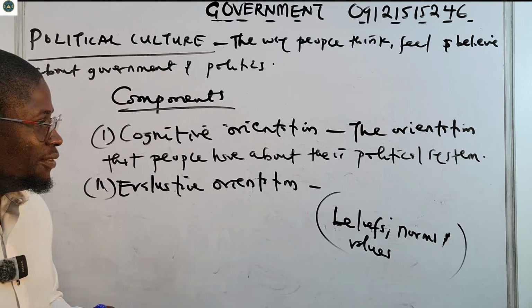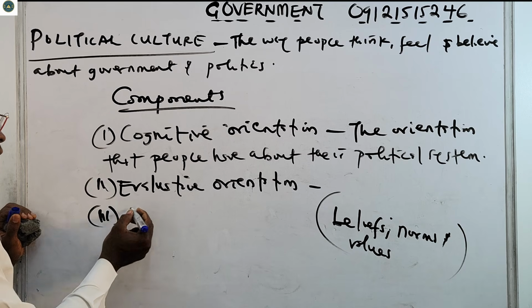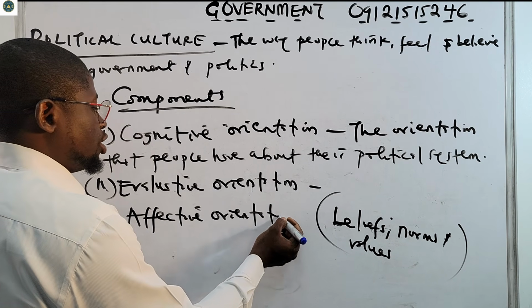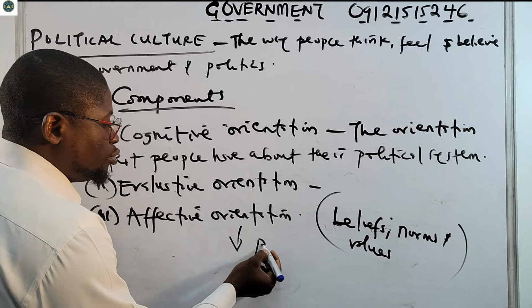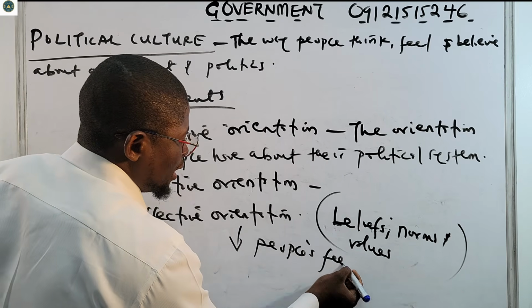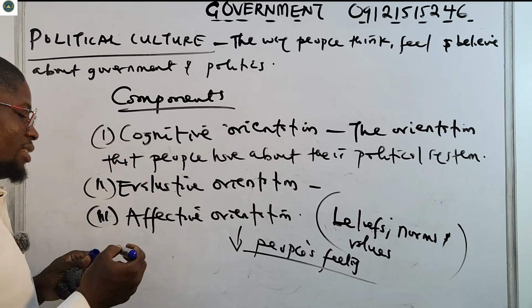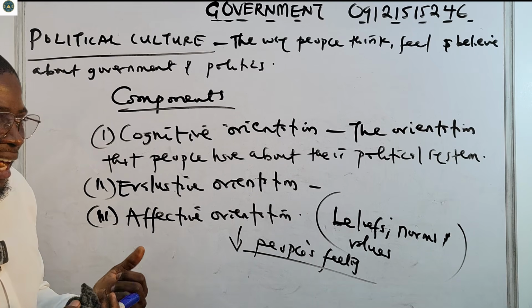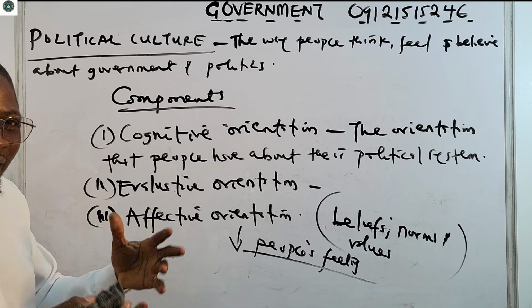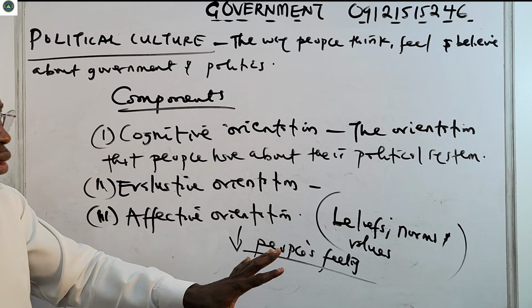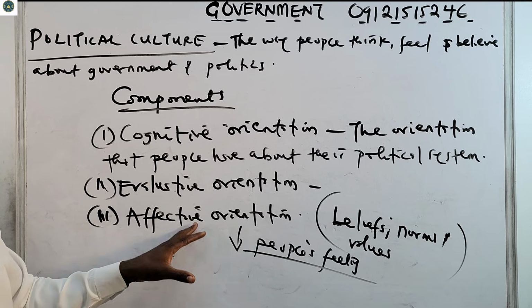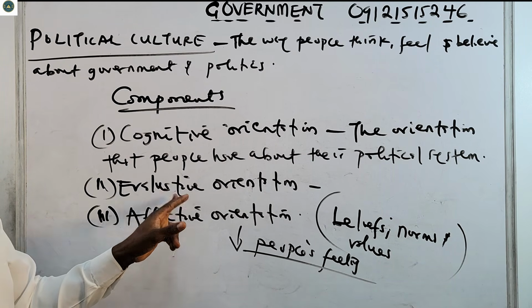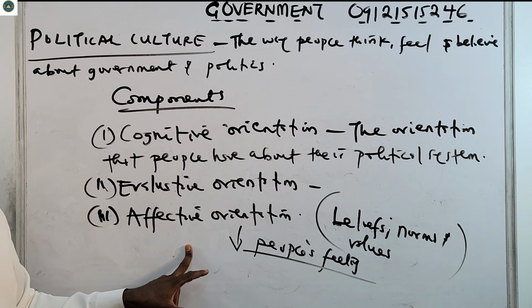Then we have number three, affective orientation. This one has to do with people's feeling about their political system. That's why it's affection: people's feeling towards the political system is what affective orientation is. So the components of political culture are: one, cognitive orientation; two, evaluative orientation; three, affective orientation. Very important, take note of that.